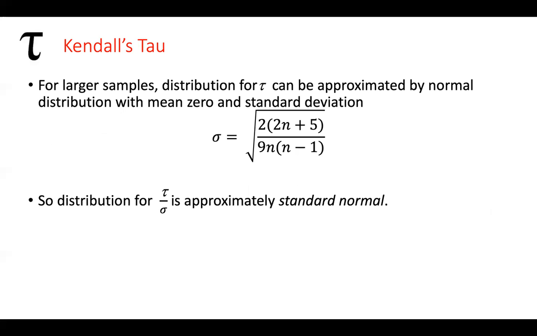If you're testing the hypothesis that the true correlation is 0, then we know that tau is approximately normally distributed with this standard error here. Then we can just divide tau by the standard error estimate, and use the standard normal distribution to determine how likely our result is, and whether we want to keep our null hypothesis or not.